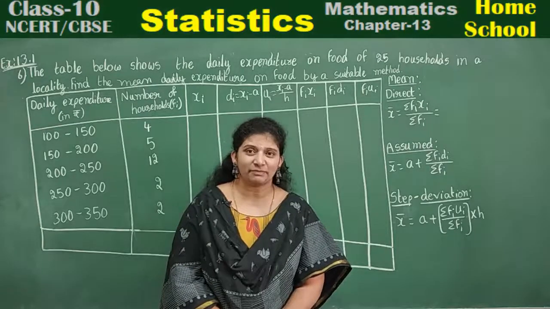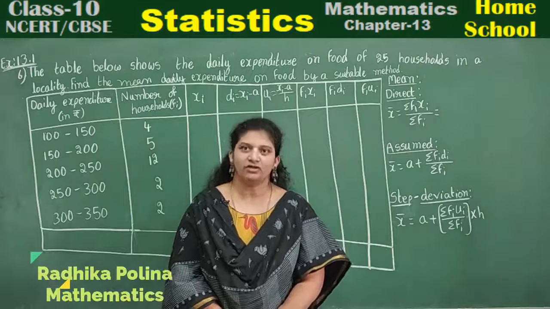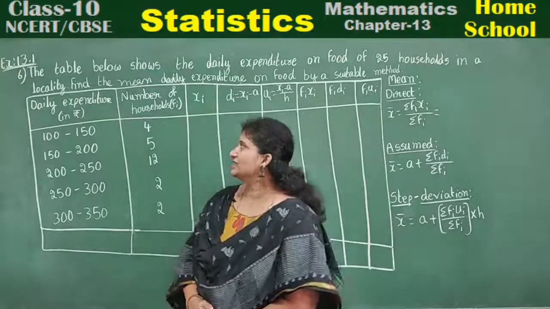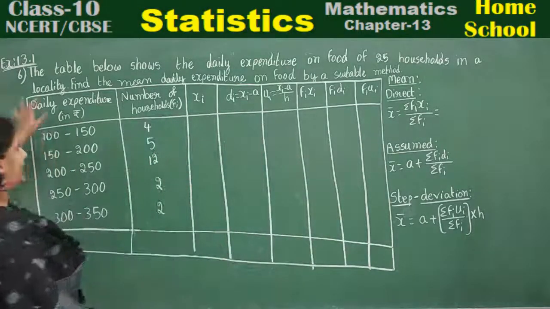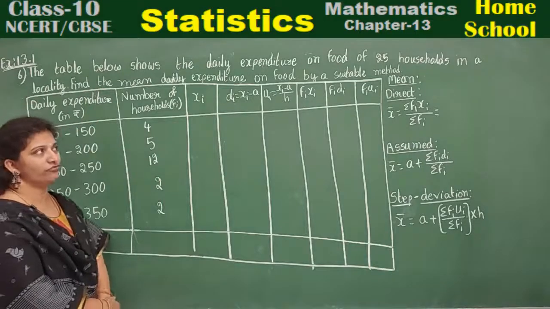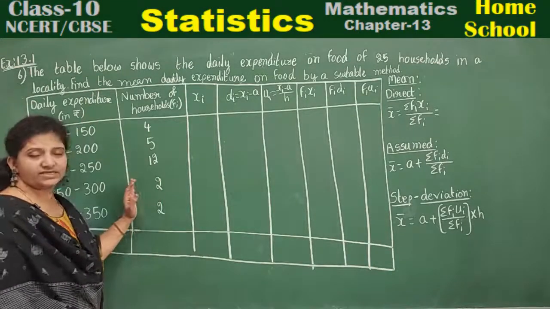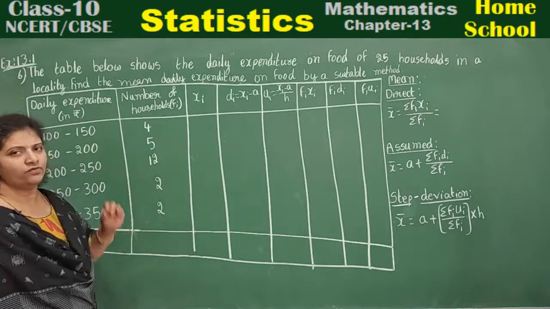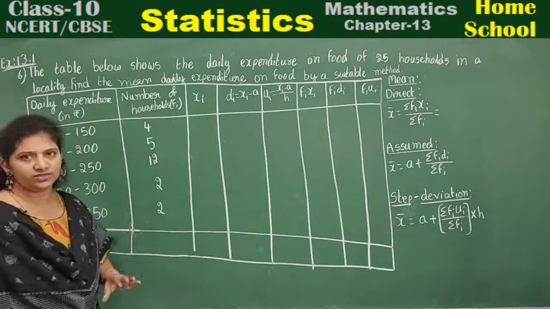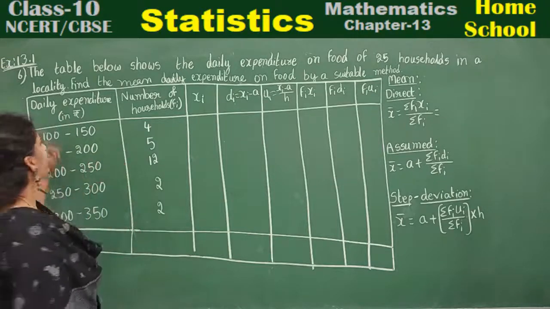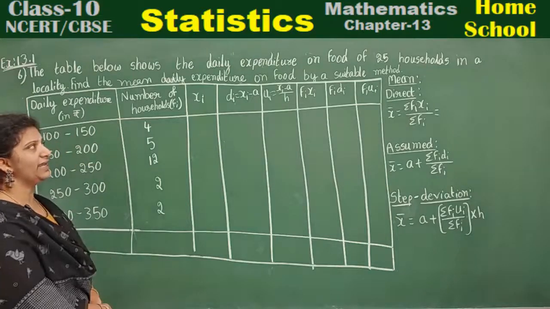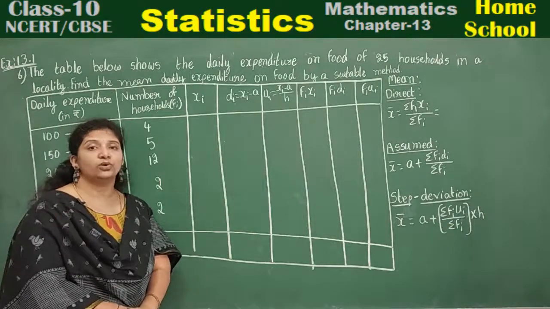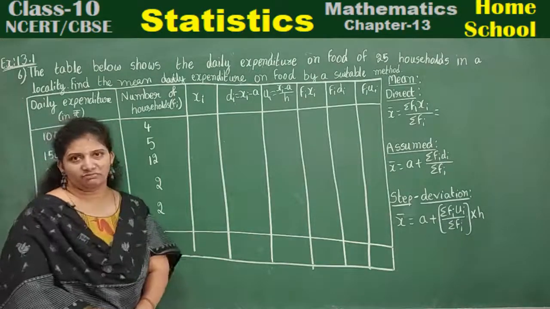This is your Class 10 Mathematics NCERT or CBSE board. We are in our chapter number 13, Statistics, Exercise 13.1. We are in our 6th problem. The table below shows the daily expenditure on food of 25 households. This table shows the daily expenditure on food of some households. In a locality, find the mean daily expenditure on food by a suitable method. They have collected the household data from 25 members.